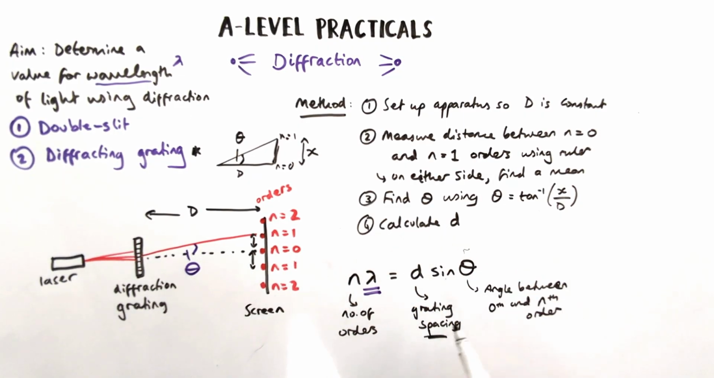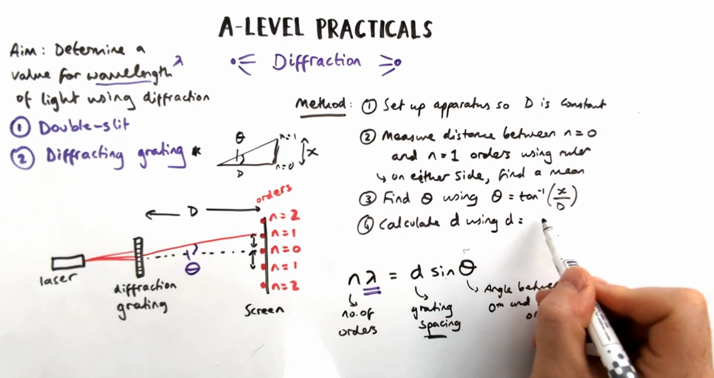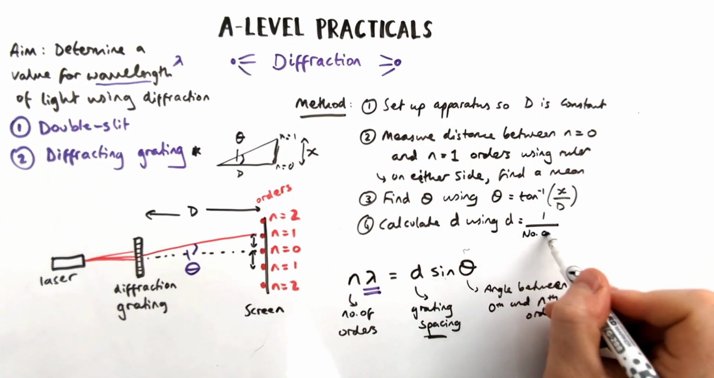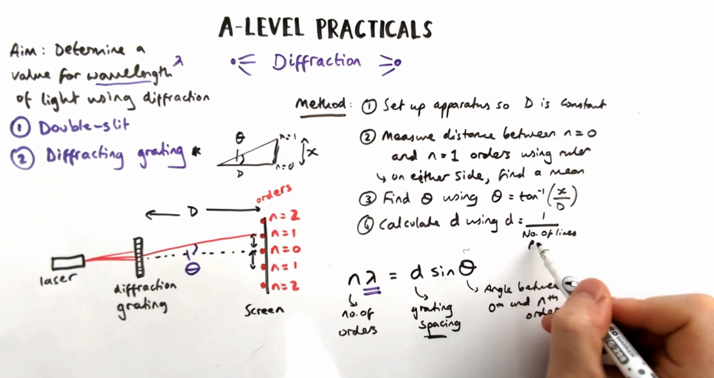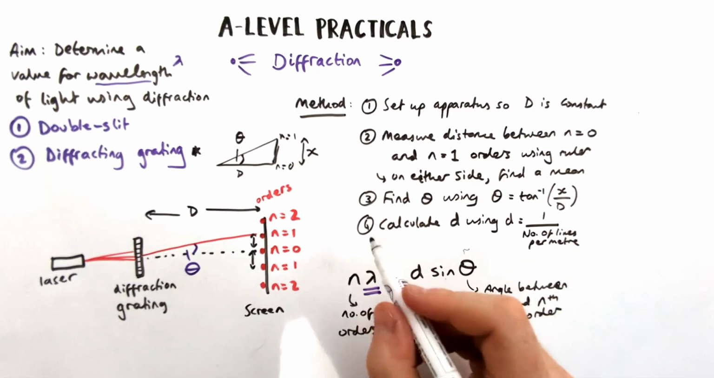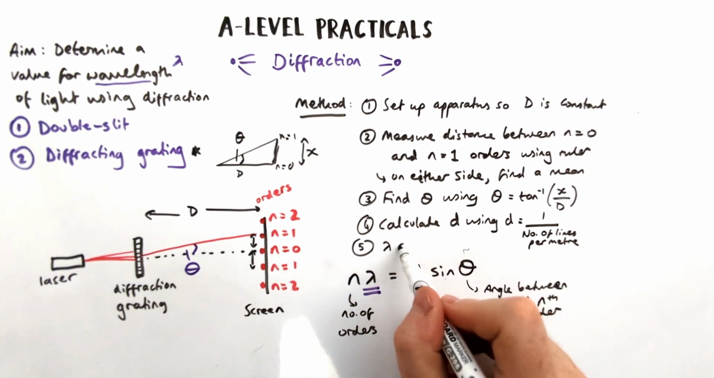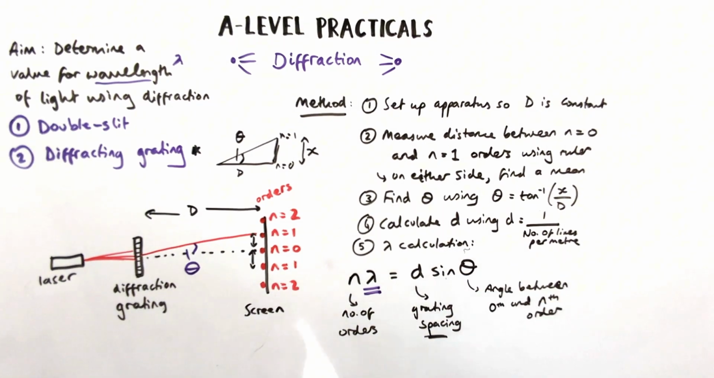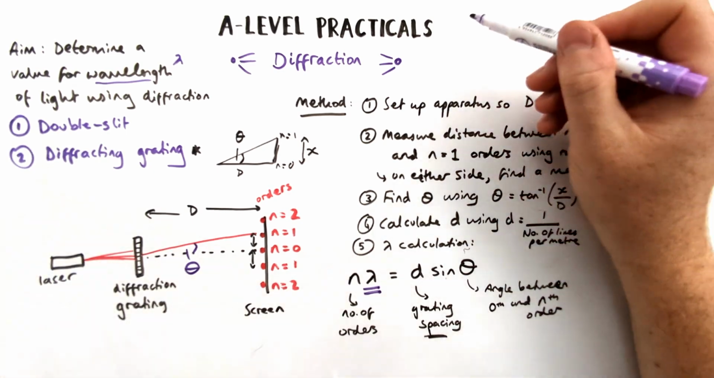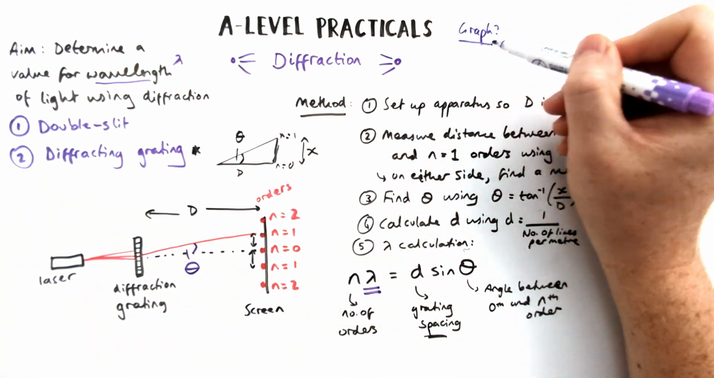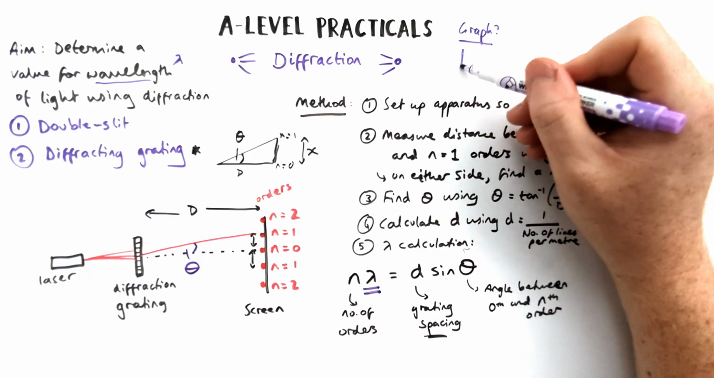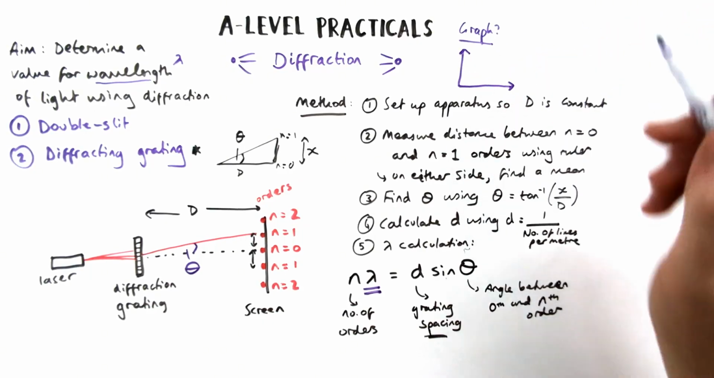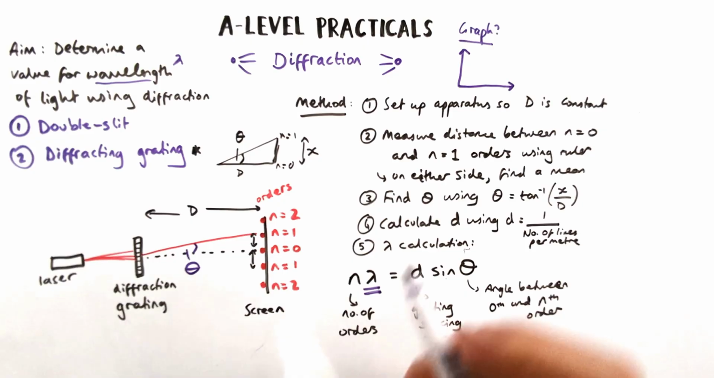Then we're going to calculate d using d equals 1 over capital N, which is the number of lines per meter. That should be given to you on your diffraction grating, but it will give you the number of lines per millimeter, so you have to convert that into meters and then do 1 divided by it. Then we calculate the wavelength using this equation here. Now we've used the first order here, so n just equals 1. You could do it for the second, third, fourth order, and in reality for this experiment, you're unlikely to get that many orders on the screen.